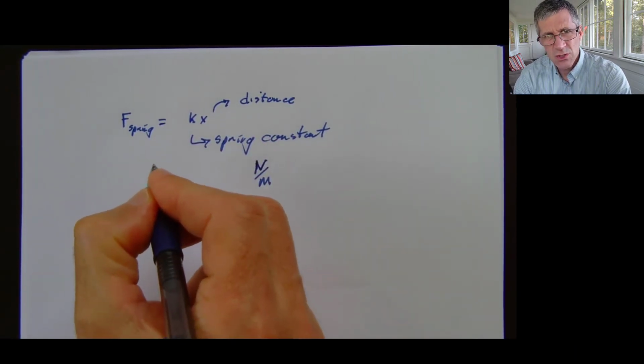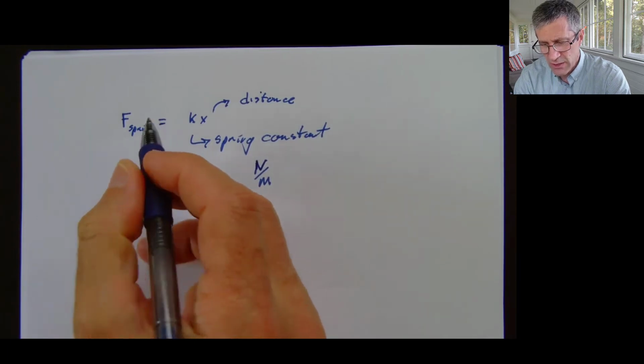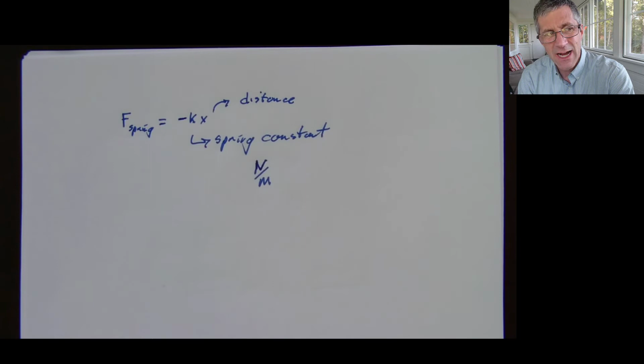So notice when I stretch the spring in that simulation, I pulled the spring out in one direction by applying an external force in that direction. Here we're talking about the force the spring is applying, and the spring is applying a force in the opposite direction. So we're going to put a negative sign on there to indicate this, right? So this is the force the spring is applying.